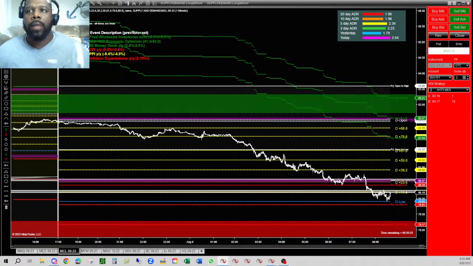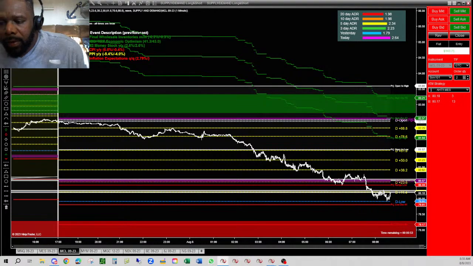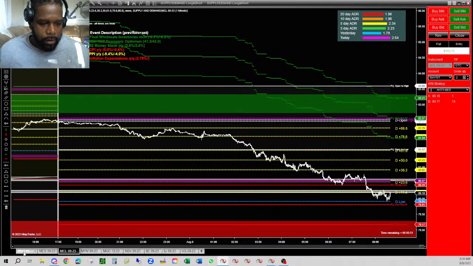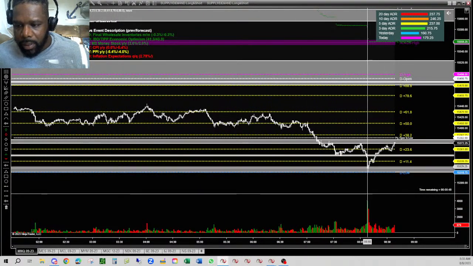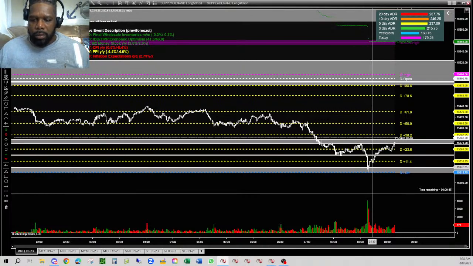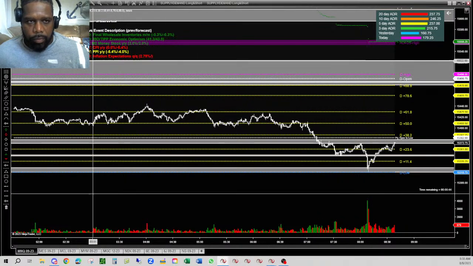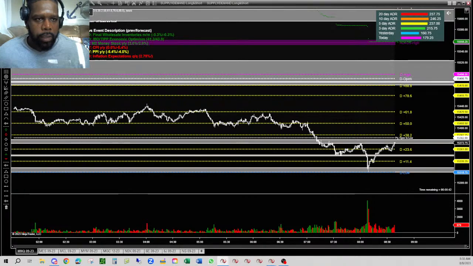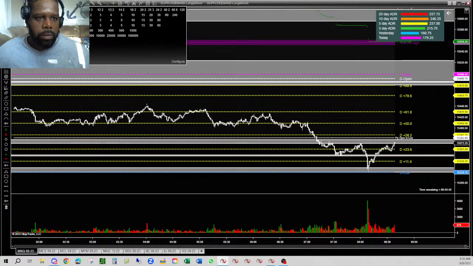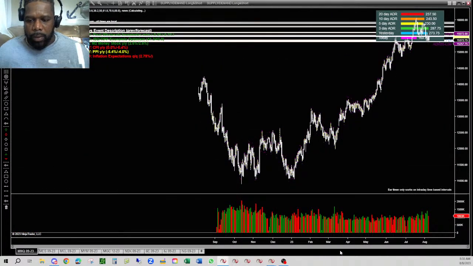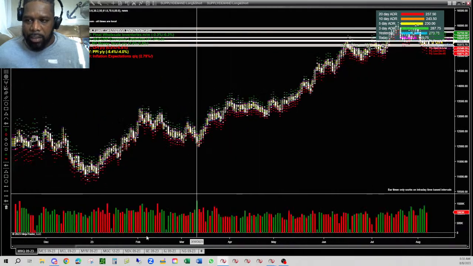Oh, that was a big bounce off that area. So yeah, very, very significant area. As we can see, there's a lot of buyers down here. This would be considered a demand zone. But let's look at a bigger time frame and see what's going on. I'm going to the daily chart.